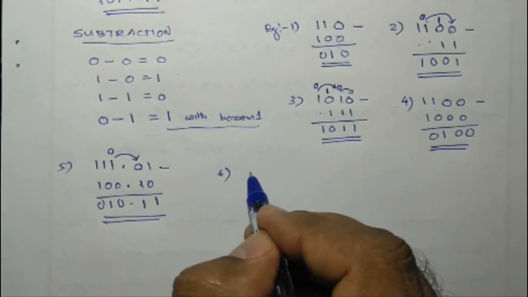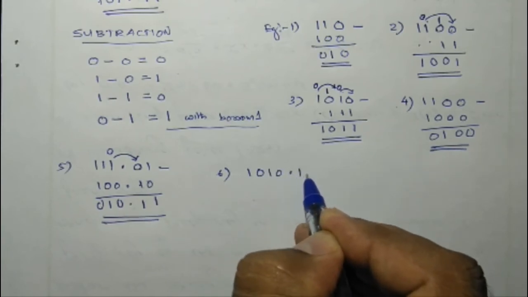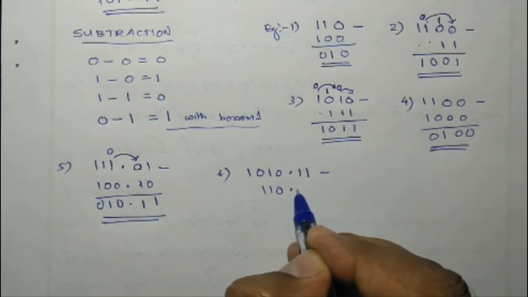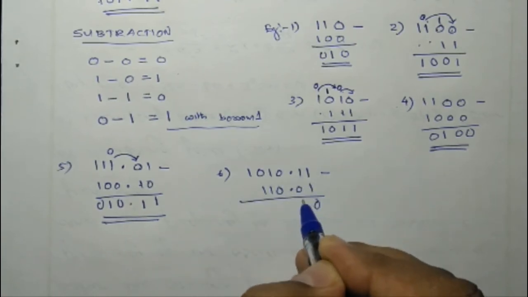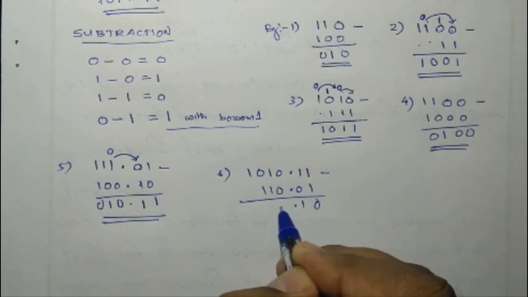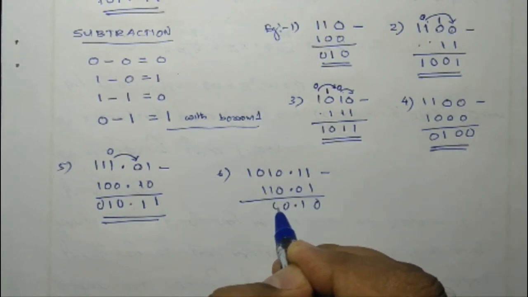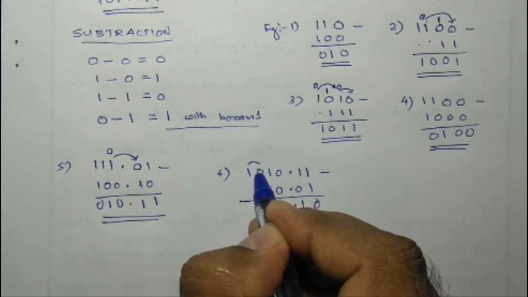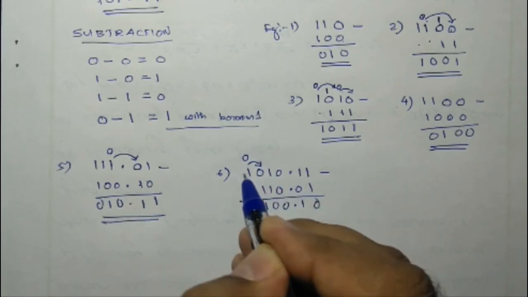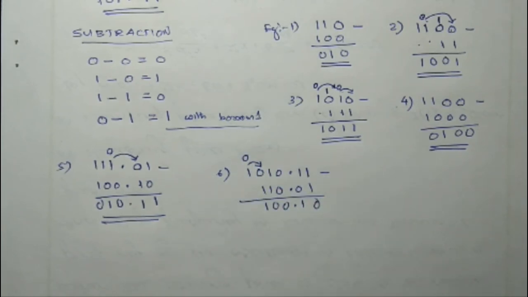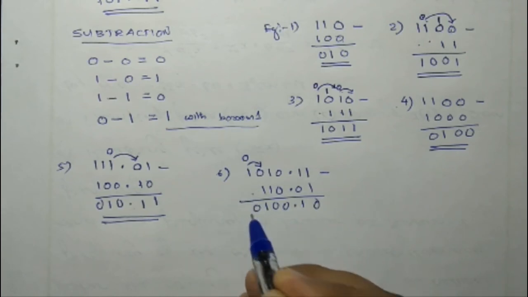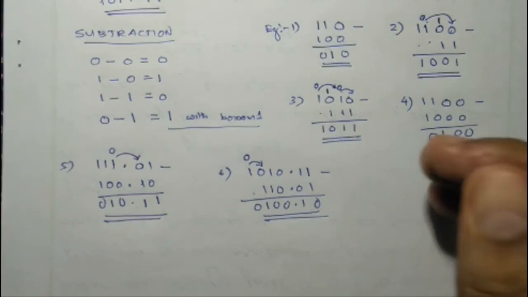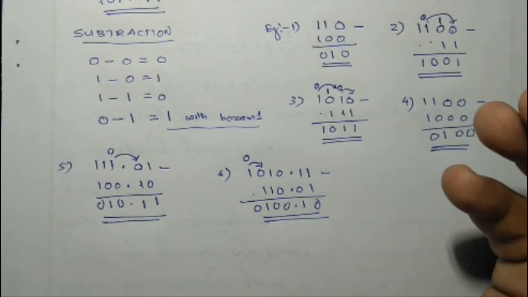Finally, let's do another problem. Say 1010.11 minus 110.01. So it is 1 minus 1 is 0, 1 minus 0 is 1, 0 minus 0 is 0, 1 minus 1 is 0, 0 minus 1 makes it a 1 with a borrow from the next nearest 1, which makes that 1 a 0. So 0 minus 0 is 0 here. So this is how we do binary addition and binary subtraction.